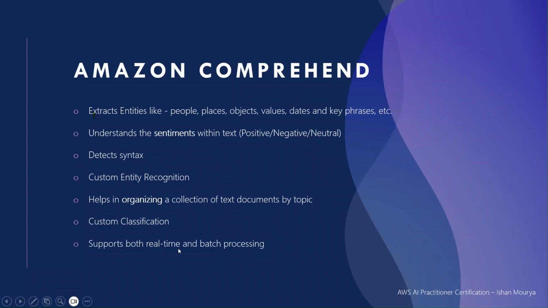Now it supports both real-time and batch processing. So like the other services we have seen, here also you have a real-time option where you can use the API. The API is provided by Comprehend. You can simply use it and get the real-time output. As soon as you send the input, you'll get an output. So it's obviously for either a string or a single document. Okay. Then we have the batch processing here as well, where we want to process multiple files or documents together.